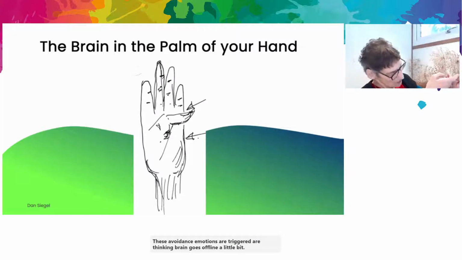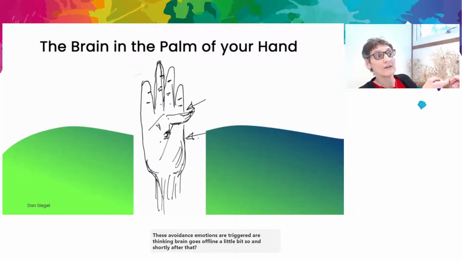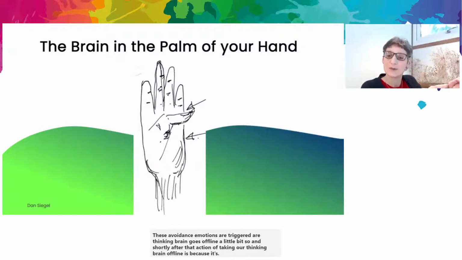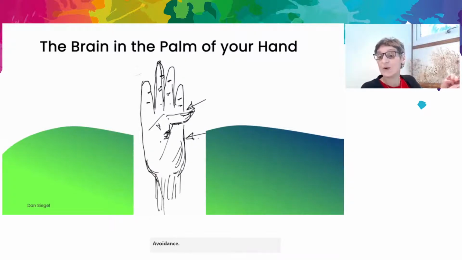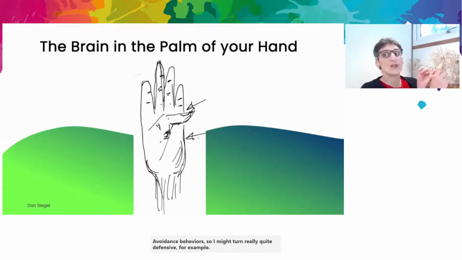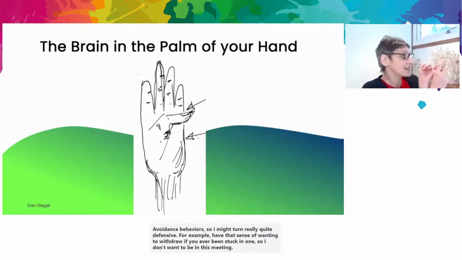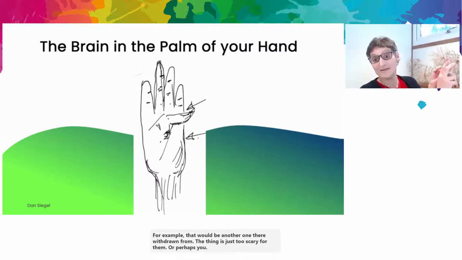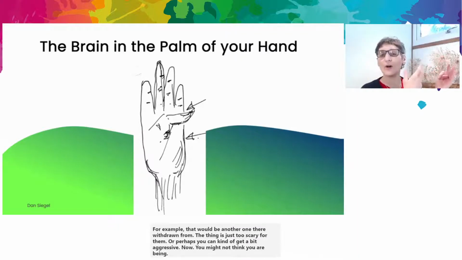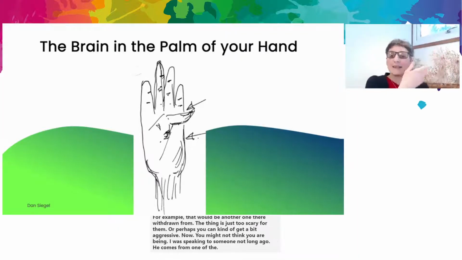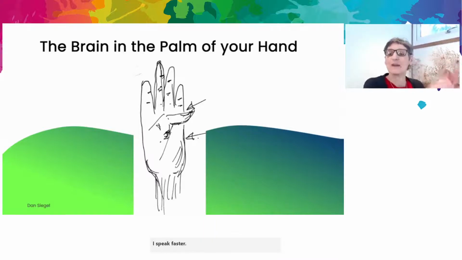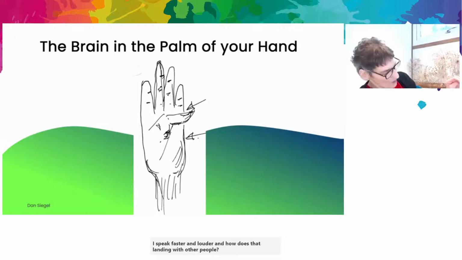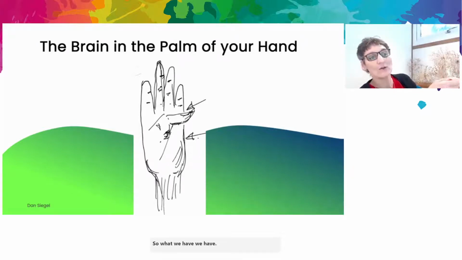The action of taking our thinking brain offline is because it's priming us for an avoidance response, avoidance behaviors. So I might turn really quite defensive, for example, have that sense of wanting to withdraw. Have you ever been stuck and thought, I don't want to be in this meeting, or had a stakeholder you can't get hold of, for example? That would be another one. They're withdrawn from the thing. It's just too scary for them. Or perhaps you get a bit aggressive. Now, you might not think you are being. I was speaking to someone not long ago who comes from one of the Mediterranean countries, and he's going, you know, I speak faster and louder. And how is that landing with other people? So what do we have? We have avoidance emotions leading to avoidance behaviors.